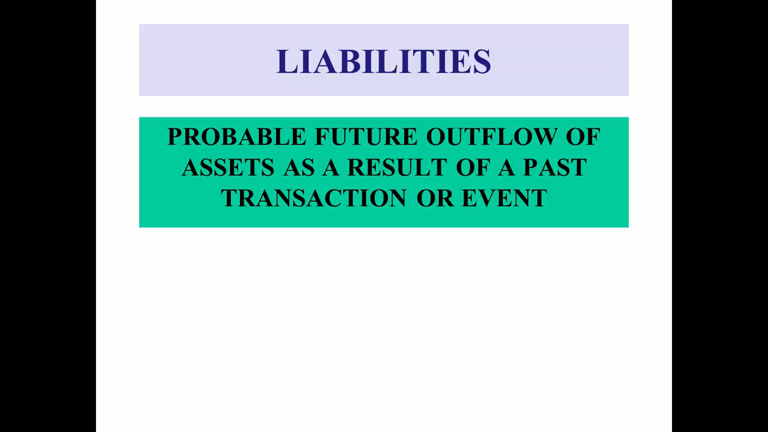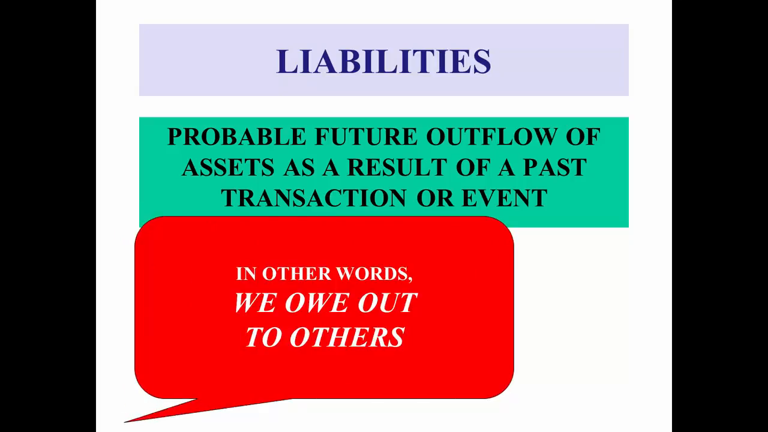Liabilities means that we're going to have to pay something out in the future. In other words, today, we owe out to others. So if we purchase something on account, then we're going to walk out the door with that piece of equipment, but we're going to owe payments out to a vendor or suppliers. And whenever we owe out, that's the key word for liabilities. Whenever we owe out, that's going to be a liability type of account.